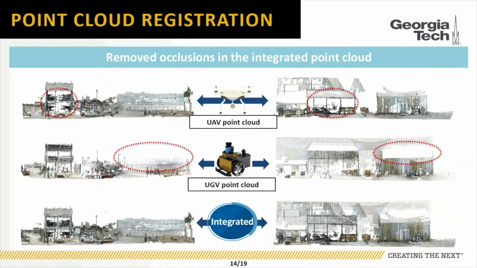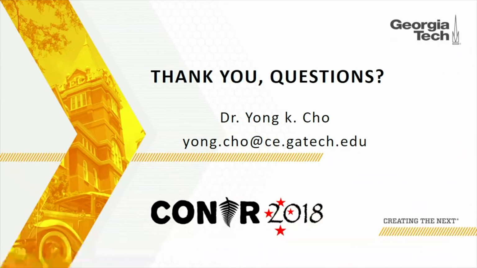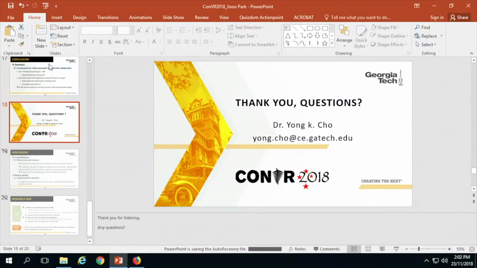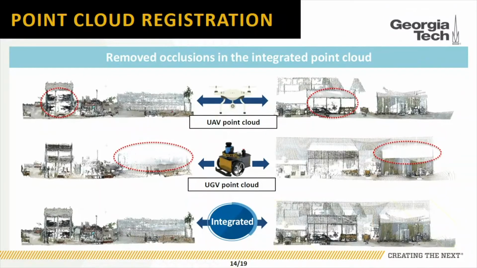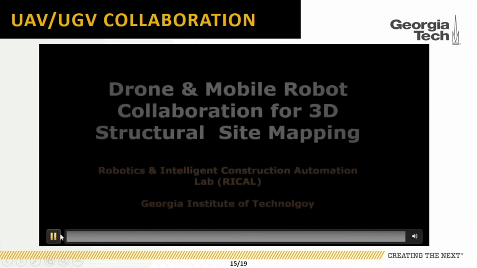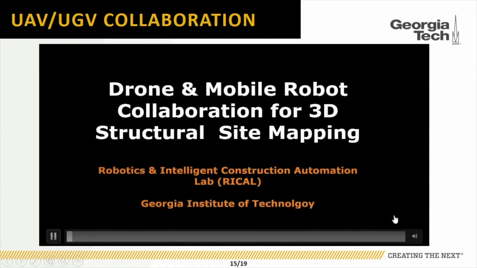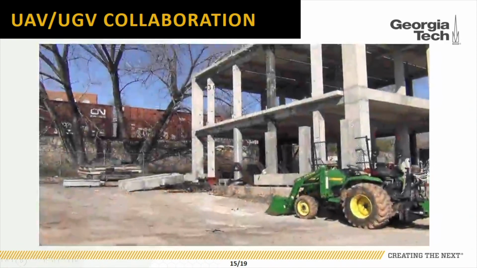This slide shows a different part of the site, and how this collaborative process produces a more complete point cloud at the end. The first row is the point cloud captured by the UAV and then by the UGV. At the bottom is the integrated point cloud at the end. And I have a video showing how the approach works in this field test.